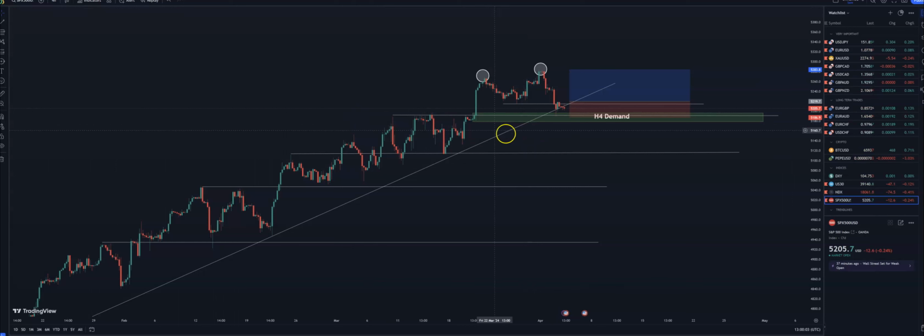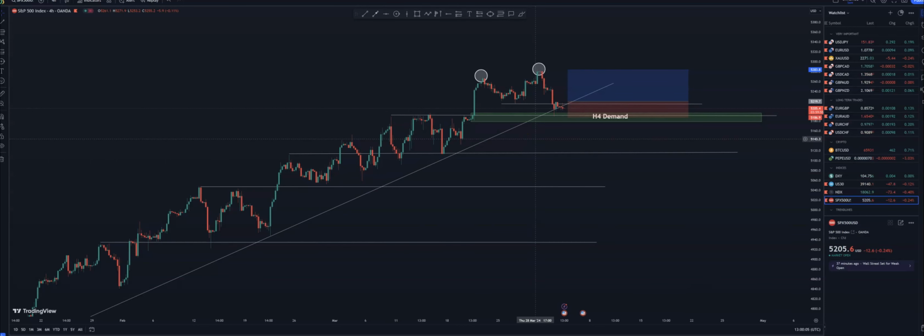So this is the S&P 500 and US30. You see that they have similar moves right now, and price is looking to play around the same zone and direction. So what is your bias on this trade?